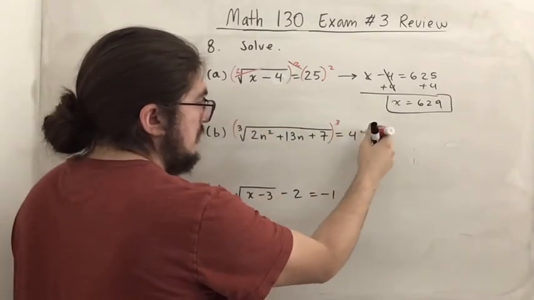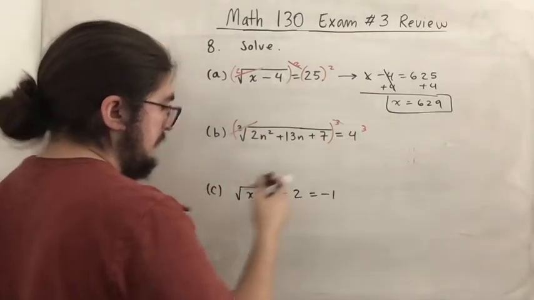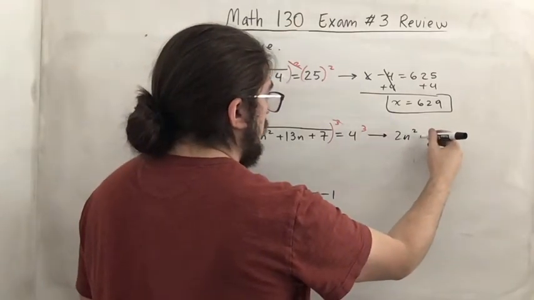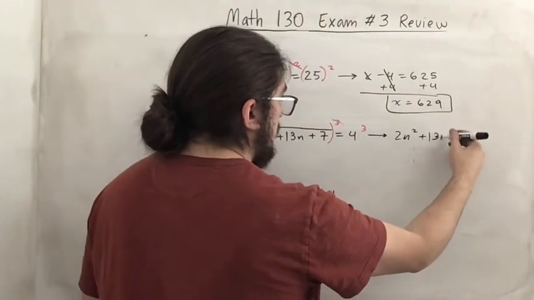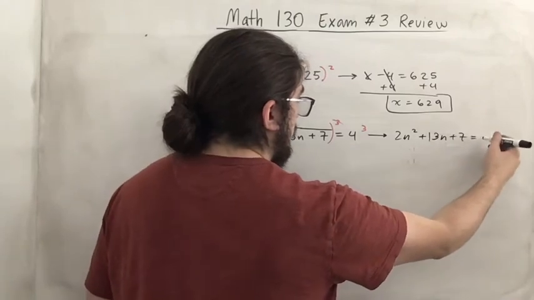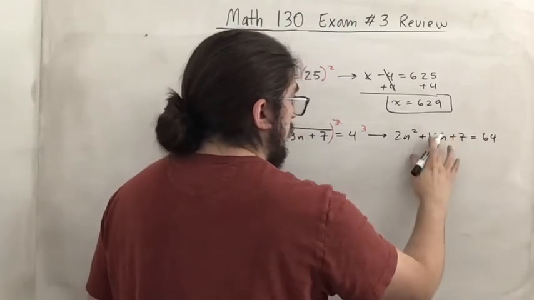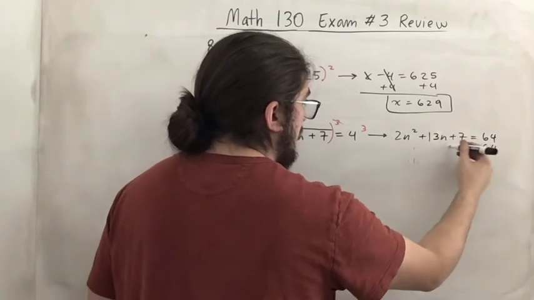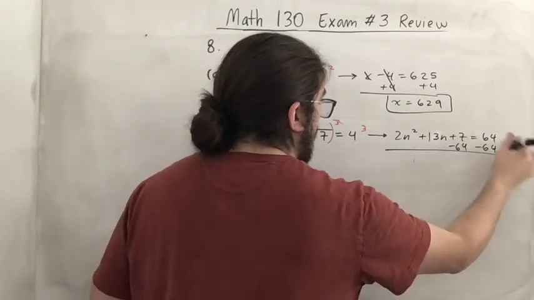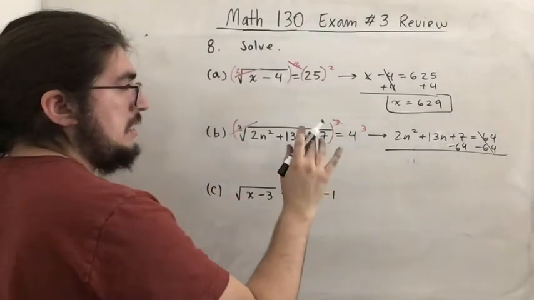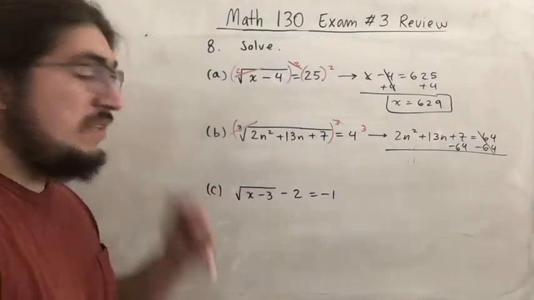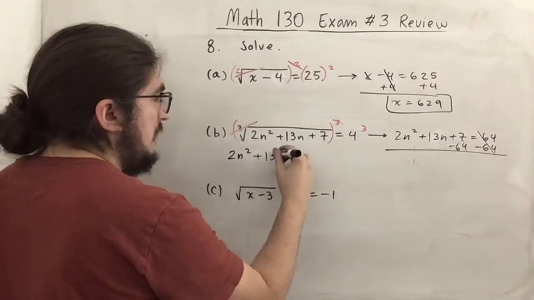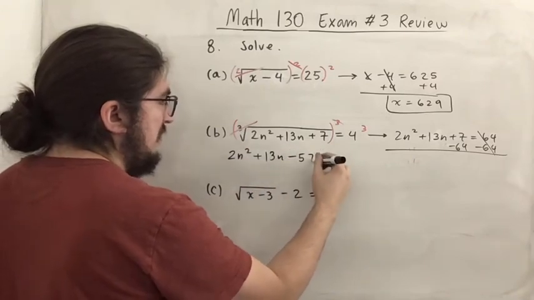That to the third equals this to the third. Here they cancel, so we just get the inside here. 2n squared plus 13n plus 7 is equal to 4 to the third, which we saw before is 64. I'm going to subtract this 64 to this side. It combines with this 7, so I'll write it below that. Let's see, 64 minus 7 is 57, so this is going to be 2n squared plus 13n minus 57 equals 0.